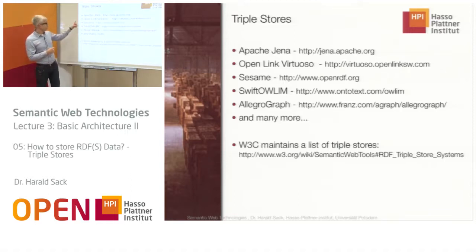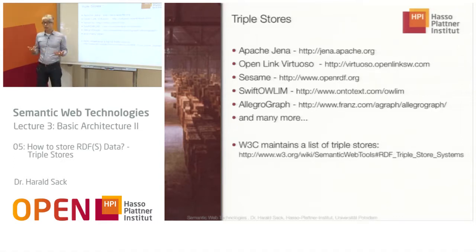And one of the best-known triple stores is the OpenLink Virtuoso. It's a very large triple store for large databases, and it also can be combined with a regular traditional relational database that is also available from OpenLink. Sesame is another interesting triple store, pretty simple to implement. Swift OWLIM, also there is a version of this OWLIM called BigOWLIM, which is for large triple knowledge bases. AllegroGraph is another example.